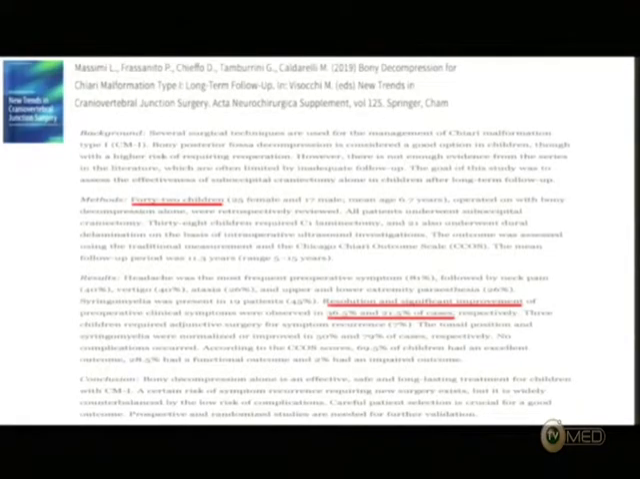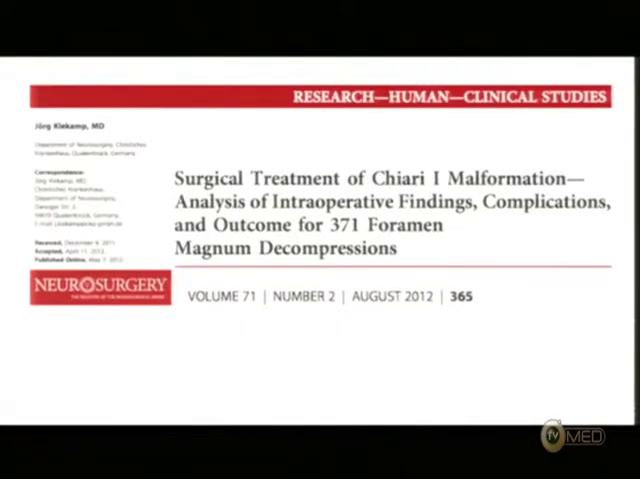We have a lot of papers with long follow-ups that show that in children and also in adults, the results are very good, with a high percentage of resolution and disappearance of the symptoms.